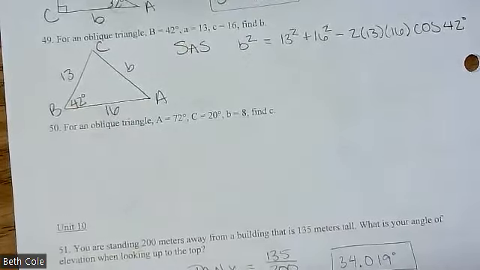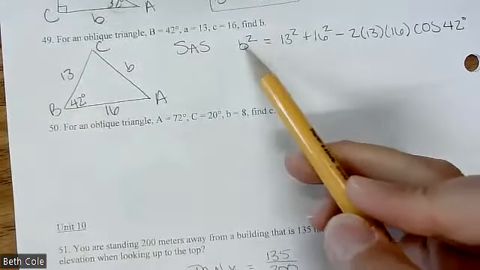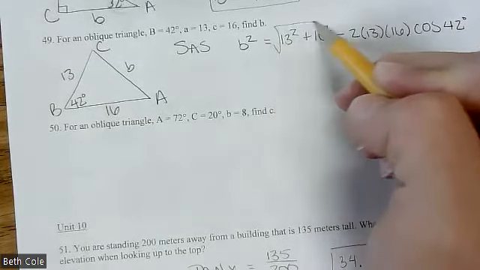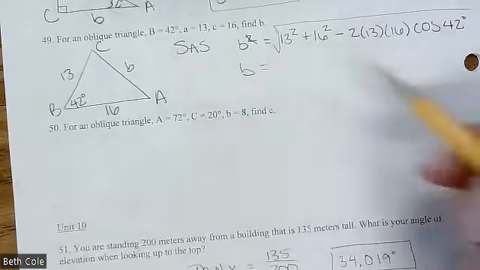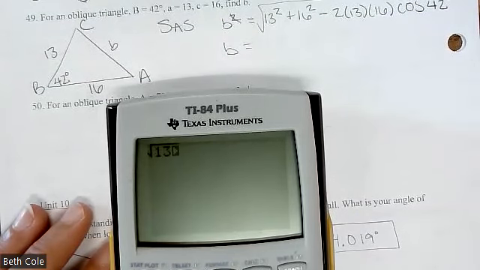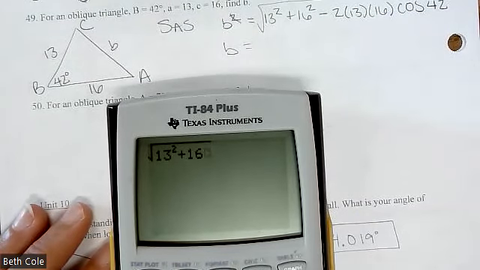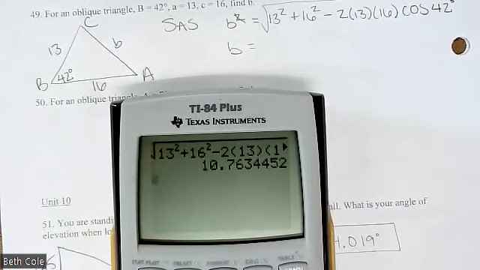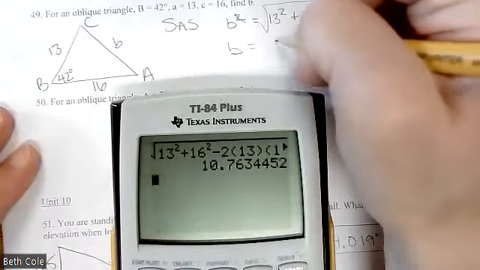Okay, now look, I know you're going to pick up your calculator. It's b squared. So what you have to actually type to get rid of the squared is the square root of all that. Go ahead. Square root of all that. Oh, good job. 10.763.